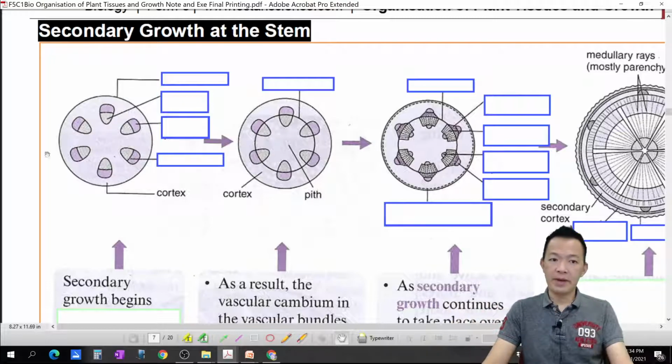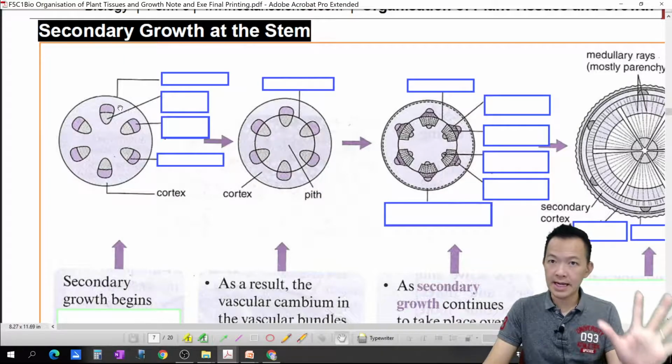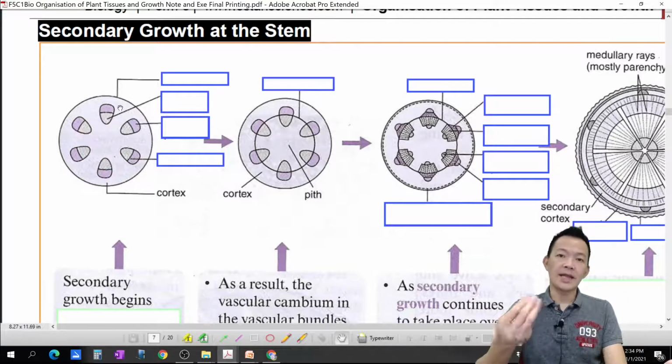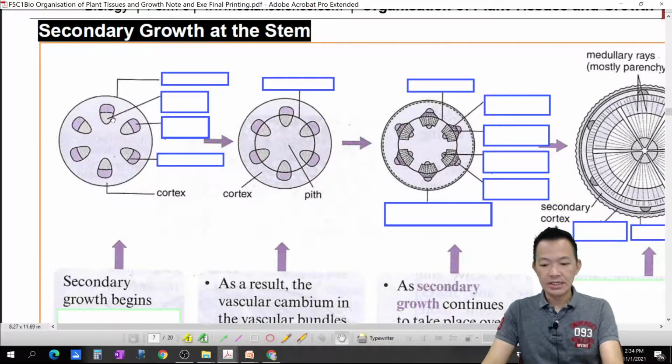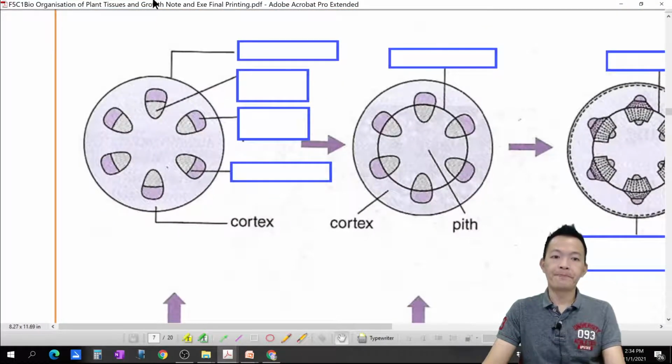What happened after the primary growth? Primary growth 刚刚完成, you're going to start another process called secondary growth. So what are the structures that are available just after primary growth? Okay, between the xylem tissue and the phloem tissue, we're having a layer of tissue, 之间呢有一层的组织. Xylem 向里面送水的, phloem 向外面送食物的.